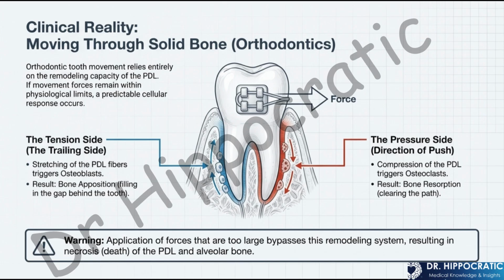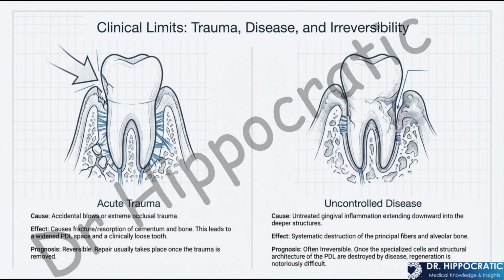You end up pinching off those vital intraradicular blood vessels, cutting off the oxygen supply and causing necrosis, or actual localized cell death, of the PDL tissue. Wow. The remodeling system completely halts. You can only move teeth if you respect the biological limits of the ligament. Which perfectly sets up what happens when things naturally go wrong.